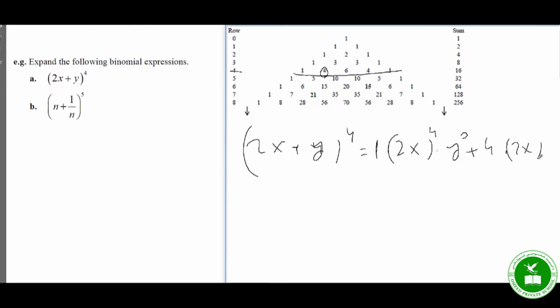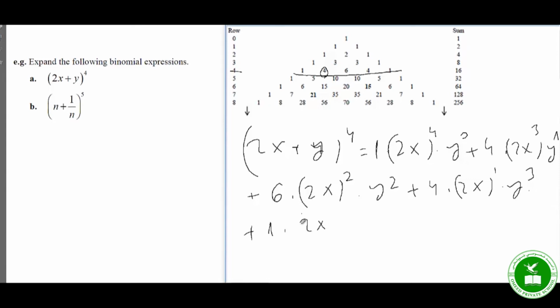Here, the power of 2x was 4 in the previous term, so in this term it will be 3. And the power of y was 0, and in this term it will be 1. Plus, again, 6 times 2x to the power of 2, the power of 2x is decreasing and the power of y is increasing. The power of y was 1, and here it becomes 2, plus 4 times 2x to the power of 1 times y to the power of 3, plus 1 times 2x to the power of 0 times y to the power of 4. Y to the power of 0 is 1, and 2x to the power of 0 is 1.